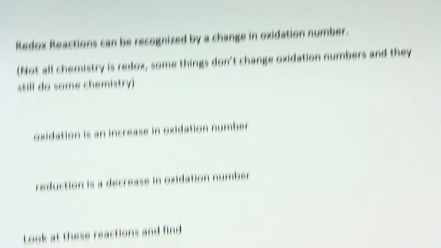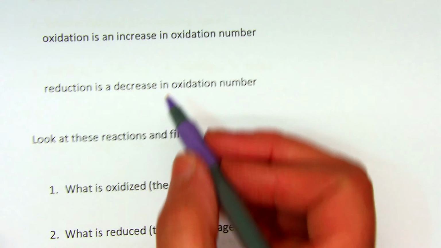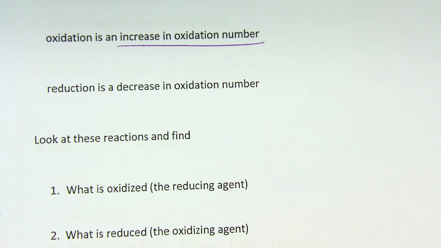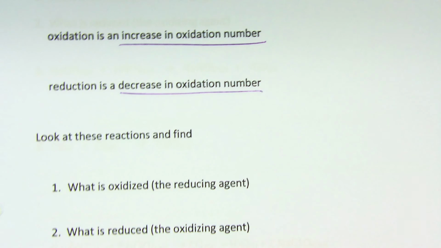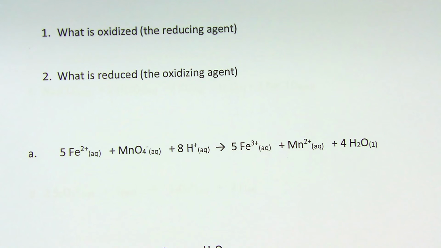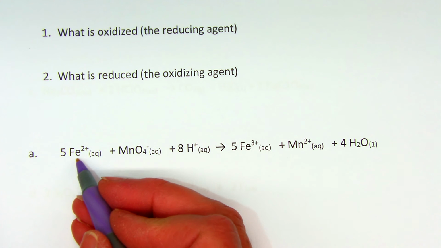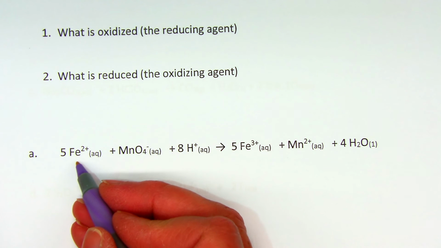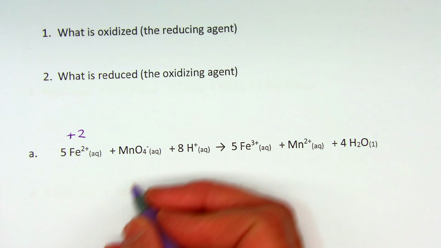So let's look at some examples. Remember, we're defining oxidation as an increase in oxidation number. Reduction is a decrease in oxidation number. So let's look at these reactions and find out what's oxidized, what's reduced. Well, this one is an ionic equation. I have an iron 2 plus ion. It's a monoatomic ion, so its oxidation number is plus 2.